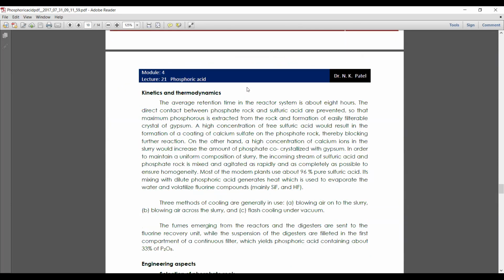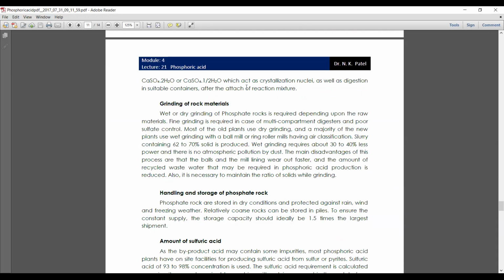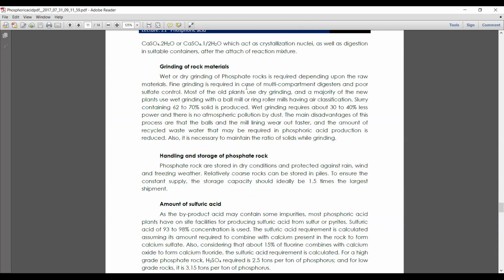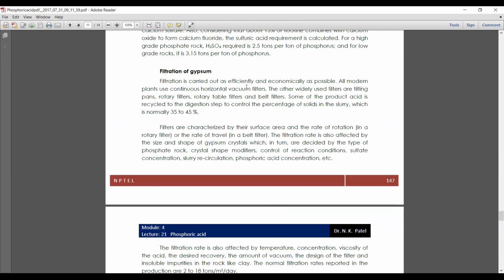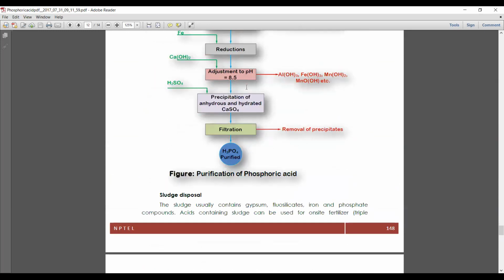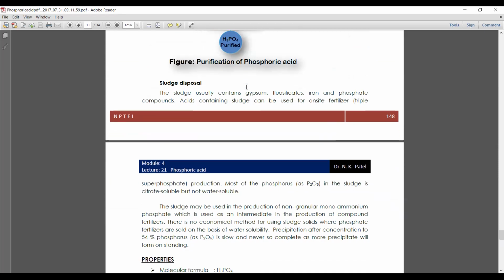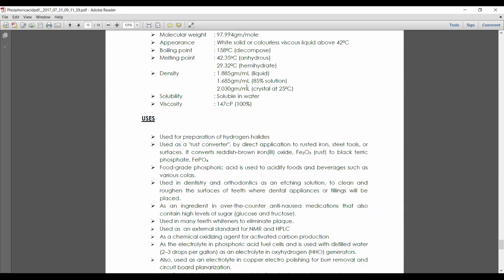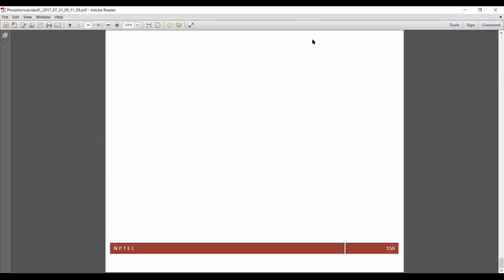So kinetics and thermodynamic aspects are given here for the wet process. So grinding, then handling, amount of sulfuric acid, filtration of gypsum, purification, everything is given here. These are the steps involved in the process of formation of phosphoric acid, then how the sludge is disposed. Okay, so this was about phosphoric acid. I'll upload this in your e-content. Then superphosphate is also here.